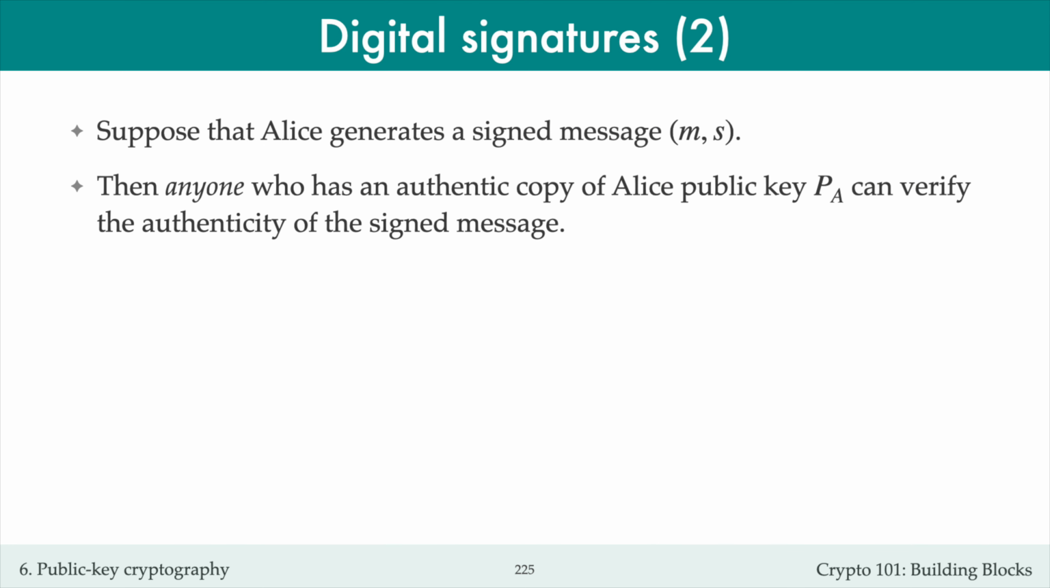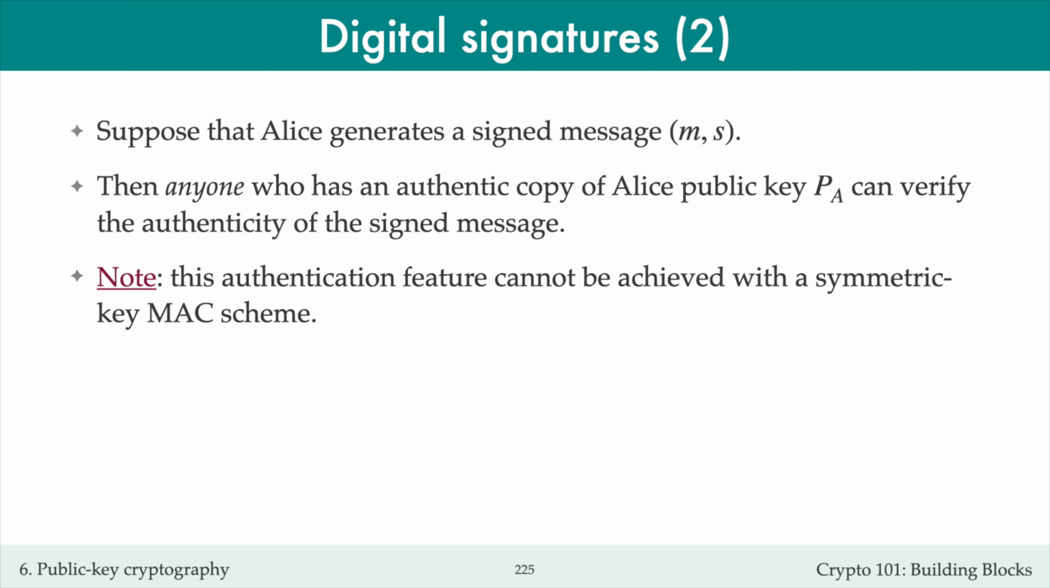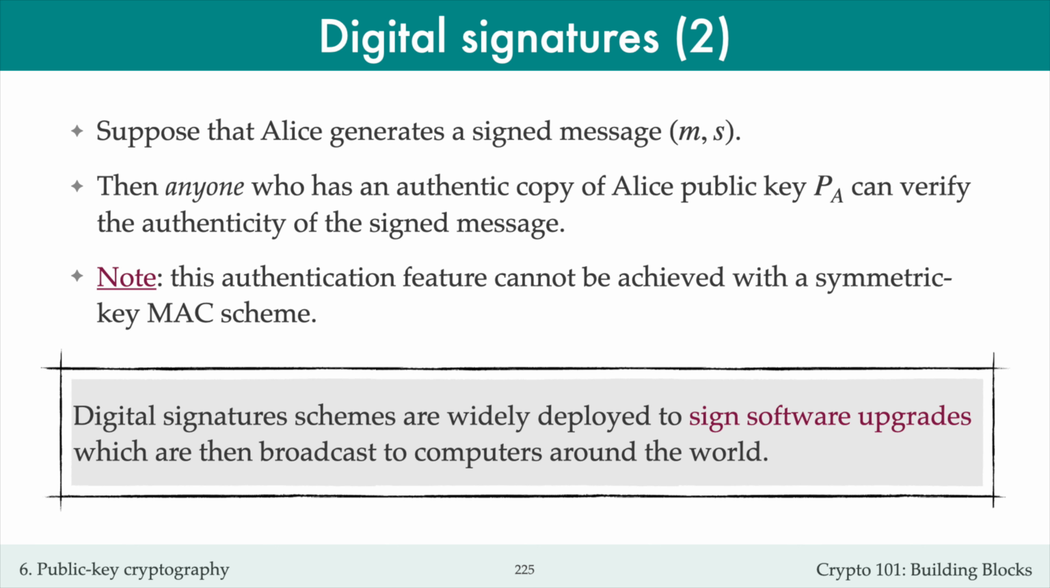Notice that anyone who has an authentic copy of Alice's public key can verify the authenticity of the message signed by Alice. This authentication property cannot be achieved with the symmetric-key MAC scheme and is crucial for the secure delivery of software upgrades. In this application, a software company signs a software upgrade once, and millions of computers around the world can verify the authenticity of the upgrade using the software company's public key.